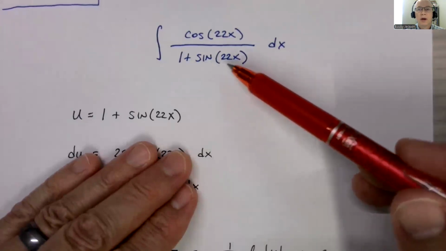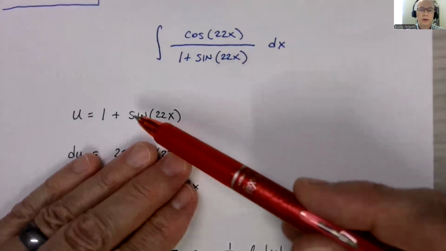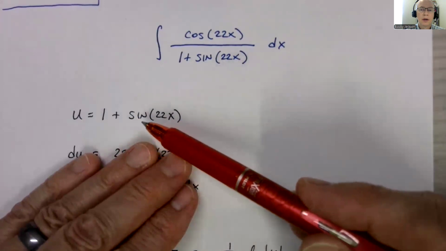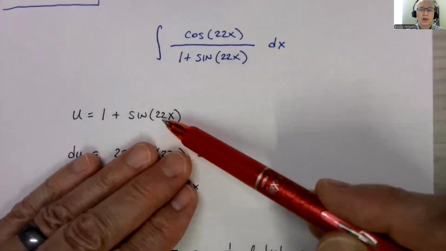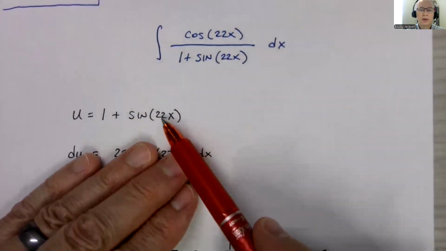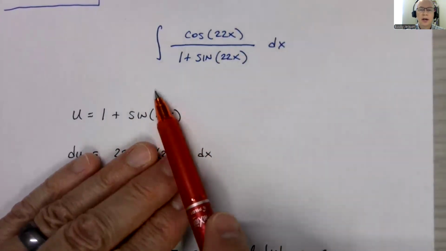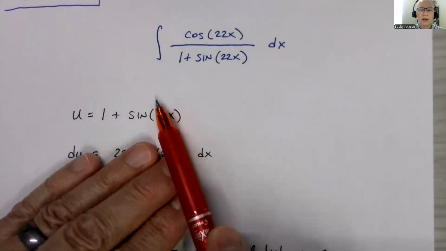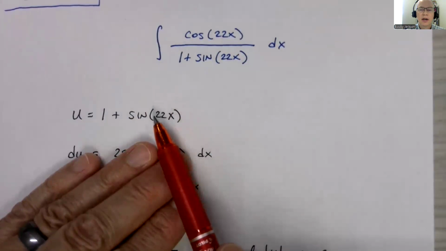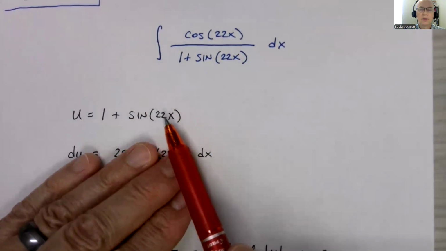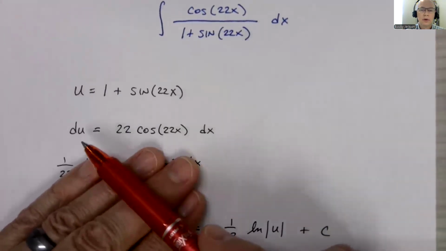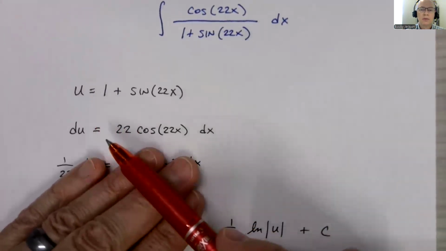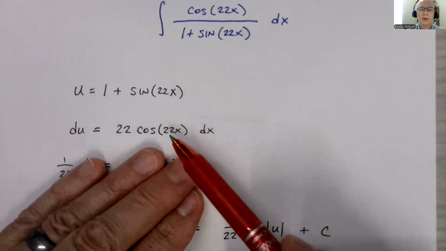And so I need to find my du. What's my du? Well, I need the derivative of u with respect to x. Derivative of 1 is 0. Derivative of sine of 22x, I've got a chain rule there, right? Inner function is 22x, outer function is sine. So I take the derivative of the outer function sine, which is cosine of 22x, and then times the derivative of the inner function. What's the derivative of 22x? It's 22. So the derivative of u is going to be 22 cosine of 22x.